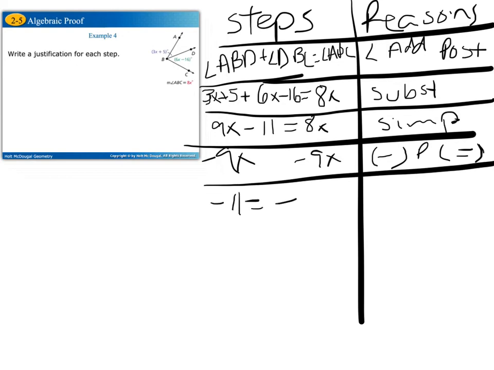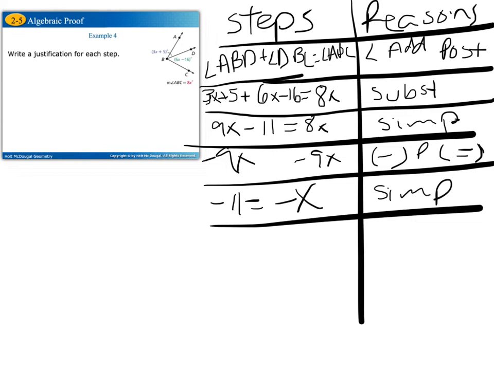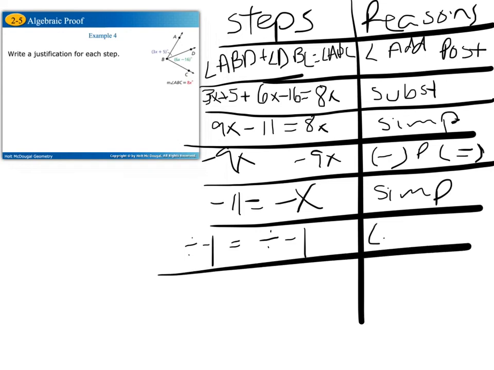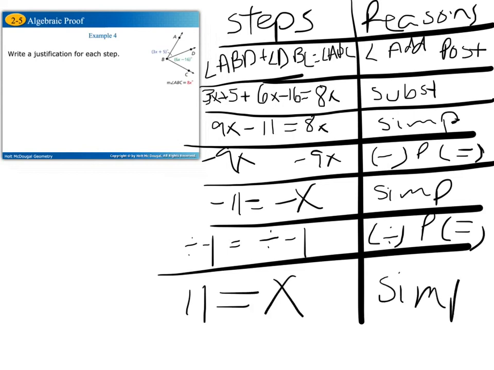Negative 11 equals negative x. Simplify. Divide by negative 1 on both sides. Division property of equality. 11 equals x. Simplify. That's all you do. You just set up your problem as if you were solving it without the justifications, and now you just have to say why you're doing what you're doing.